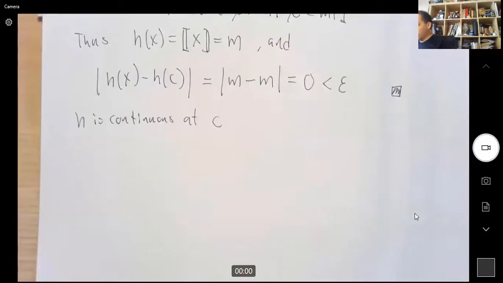All right. Good. Any questions with this little example? Okay. Now I want to do another example. This is example 4.3.8.